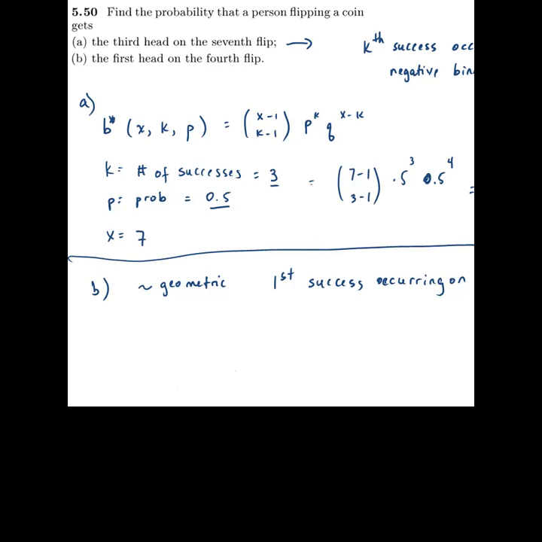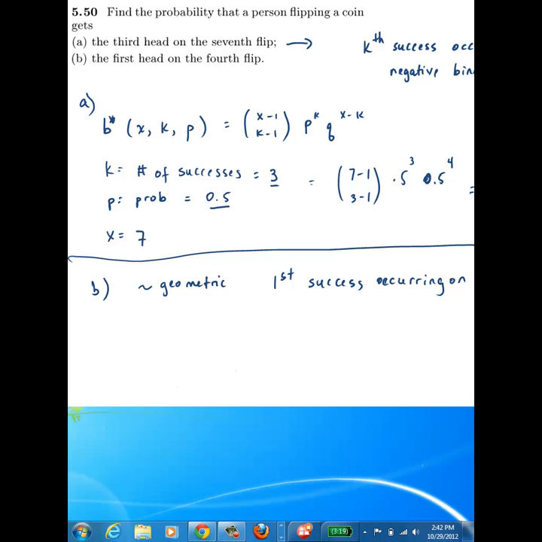Can you see the difference between A and B? At least you see that difference? This many, 3, 4, 5, in these many trials. The second one is the first in these many trials. That's the main difference between these two.